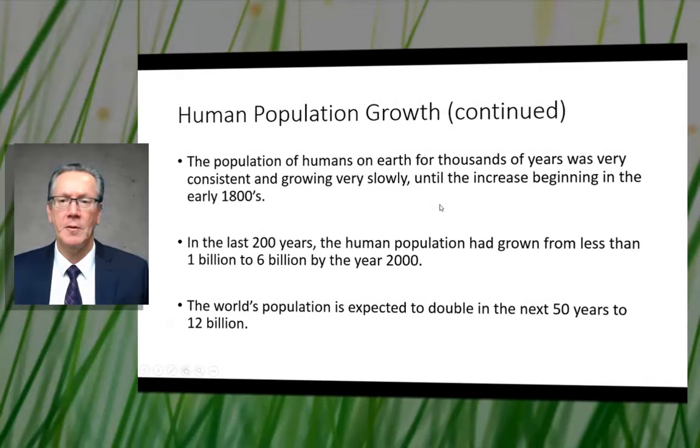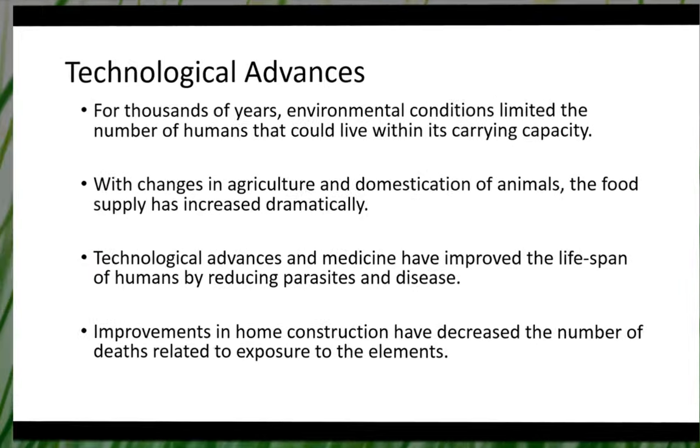The population of humans on Earth for thousands of years was very consistent and growing very slowly until the increase beginning in the early 1800s. In the last 200 years, the human population has grown from less than 1 billion to 6 billion by the year 2000. The world's population is expected to double in the next 50 years to 12 billion.